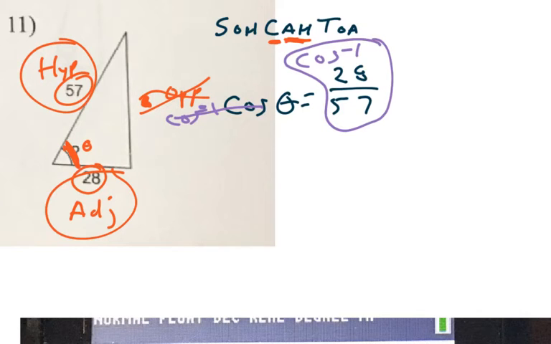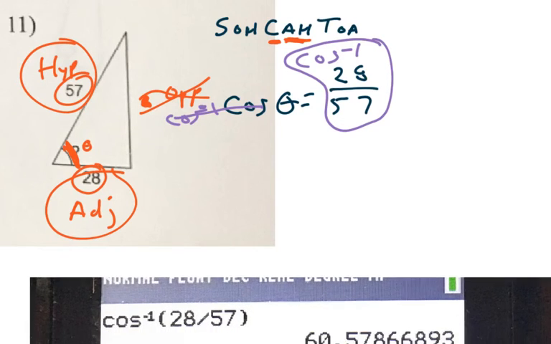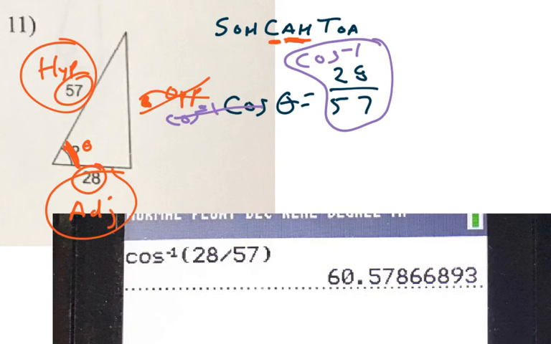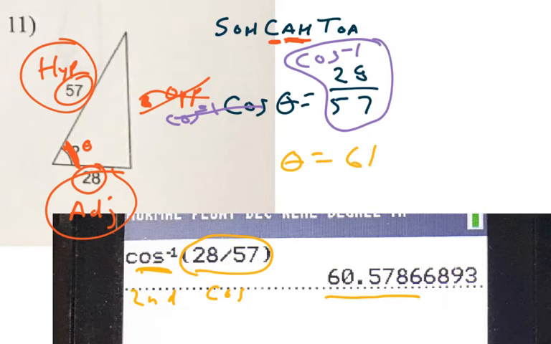So, of course, I did the calculator work ahead of time. As you can see right here, the cosine inverse. And remember, you press second, then cosine to get the inverse cosine of 28 over 57 is 60.578. We'll round off to the nearest degree. So we'll say theta is 61 degrees.